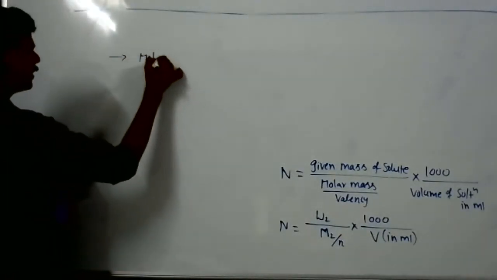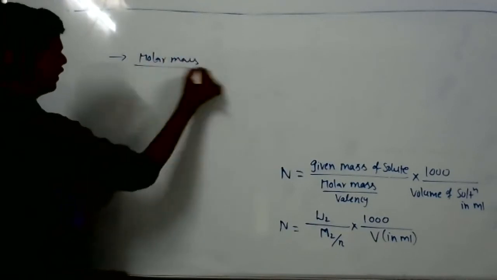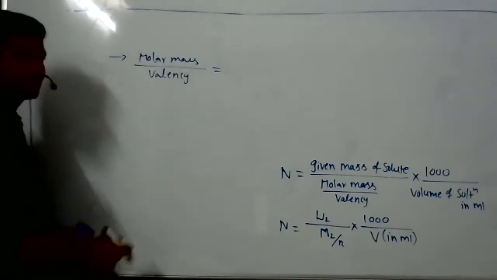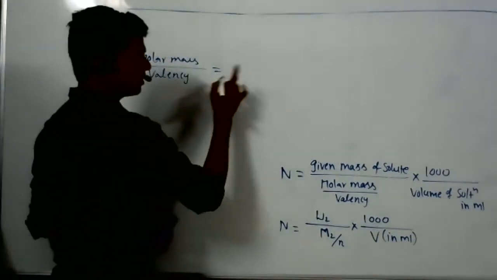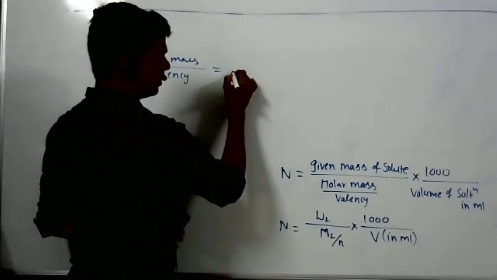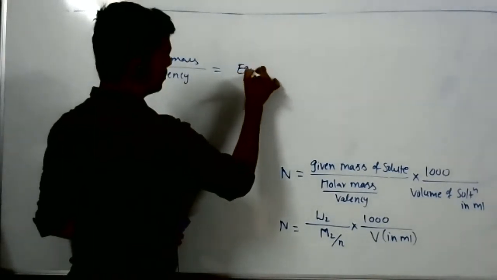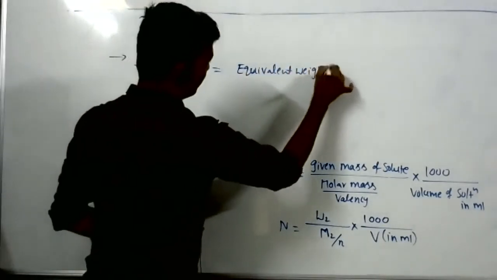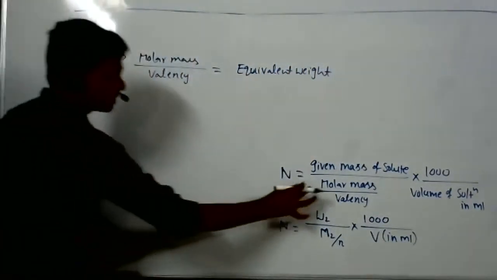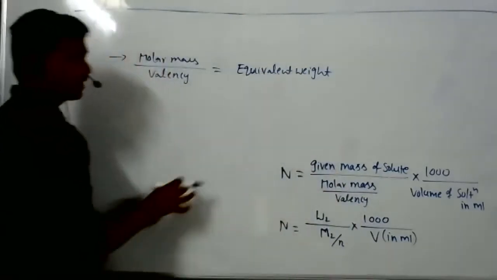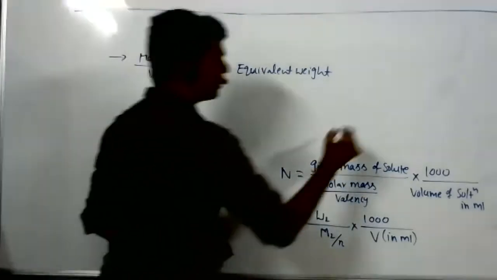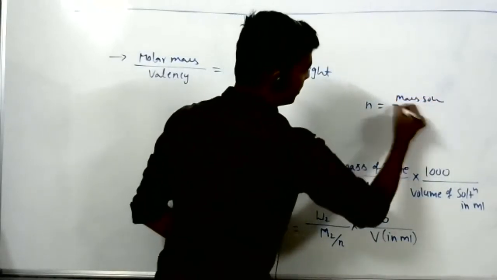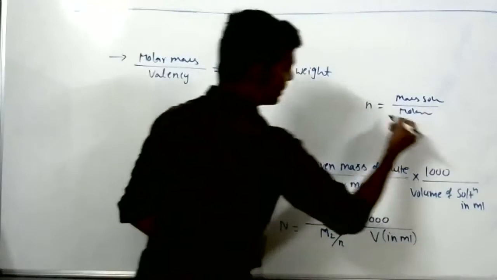See, molar mass by valency is equal to gram equivalents. Sorry, equivalent weight. So this term, molar mass by valency, gives equivalent weight. In molarity you already studied how to calculate the number of moles: mass of solute by molar mass. That gives the number of moles.